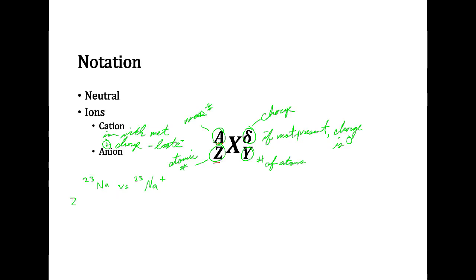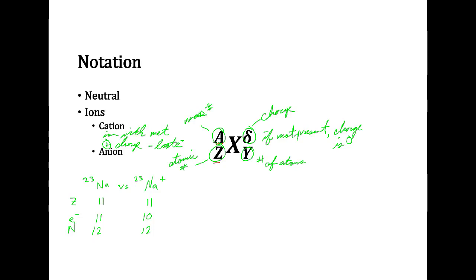So let's think about the protons, the electrons, and the neutrons. Both of these have 11 protons because they're sodium. For the neutral version of sodium, we would have 11 electrons to balance out the charge. And since the mass number is 23, we would have 12 neutrons. Now over here for the sodium 23 cation, since there's a positive charge, it would have lost an electron, so now there's only 10 electrons, and then there are 12 neutrons. So this is an example of a cation.